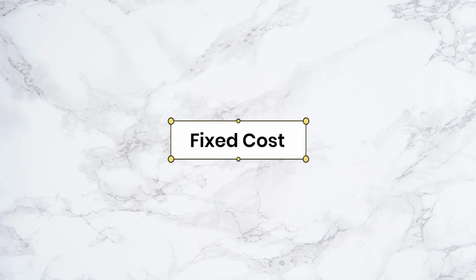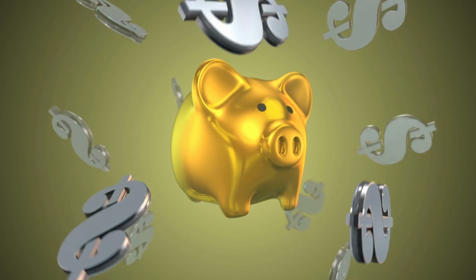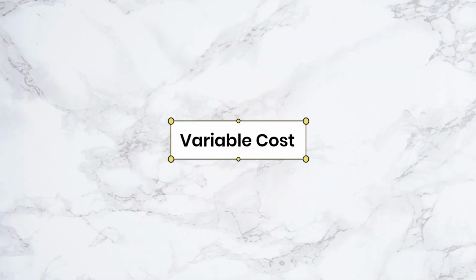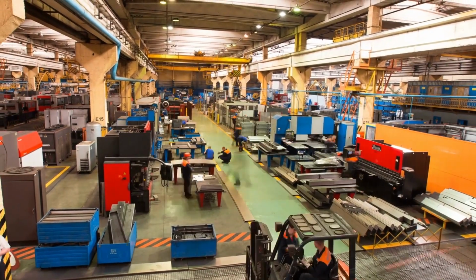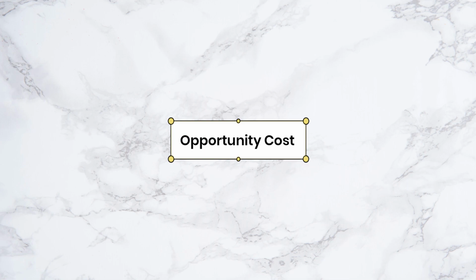Fixed costs are costs that do not vary with the level of production or sales, such as rent or salaries. Variable costs, on the other hand, are costs that do vary with the level of production or sales, such as raw materials or labor. Opportunity cost is the cost of giving up the next best alternative when making a decision.